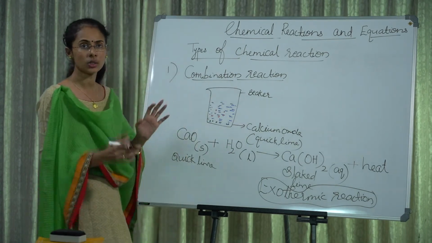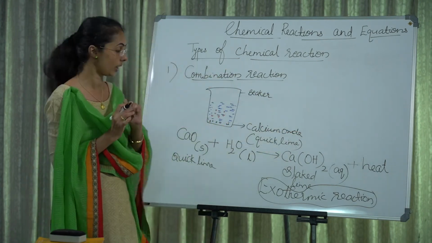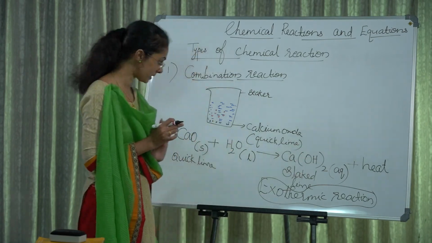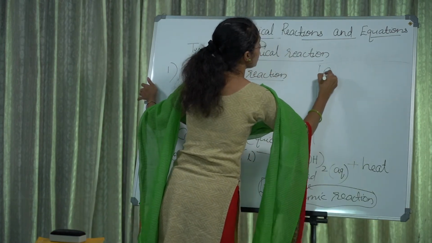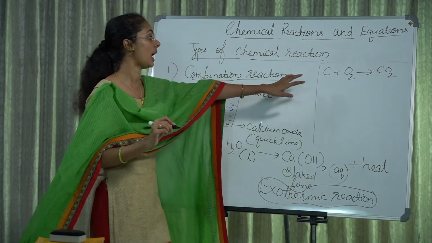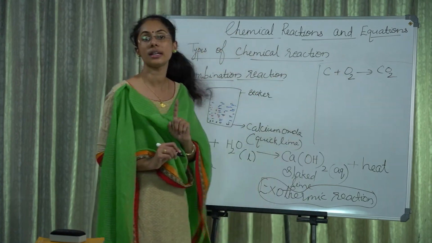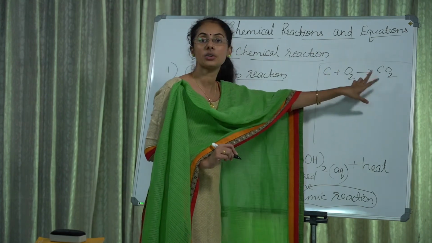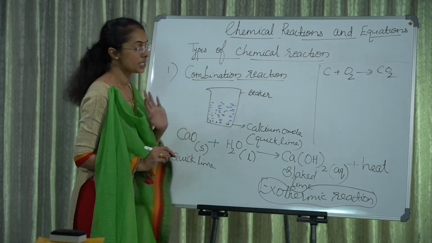Combination reaction means two or more elements or compounds combine to form a single product. Only one product is here, that is Ca(OH)2, calcium hydroxide. Then another example for combination reaction, C plus O2 gives CO2. Here two elements, carbon and oxygen, combine to form carbon dioxide. Two reactants are here, and these reactants combine to form only one product. That type of reaction is called combination reaction.